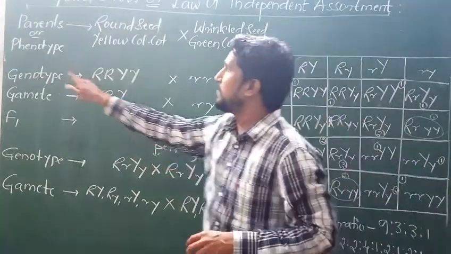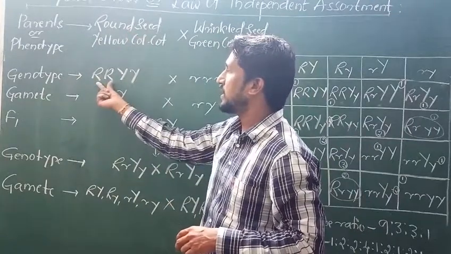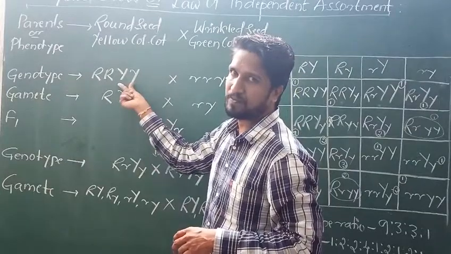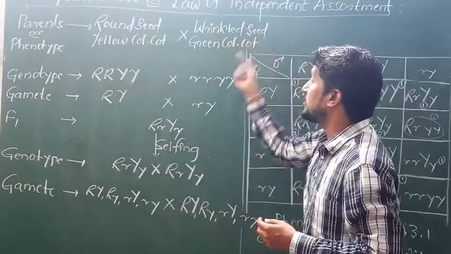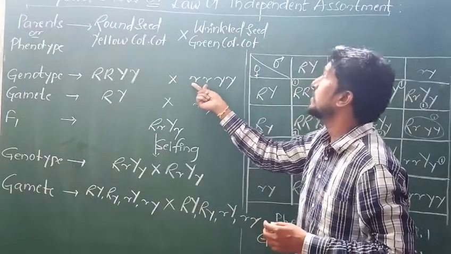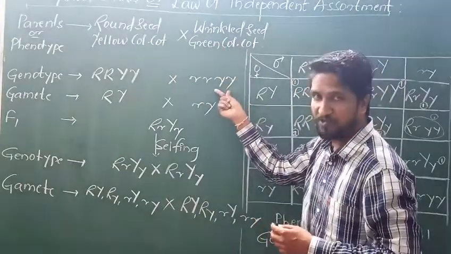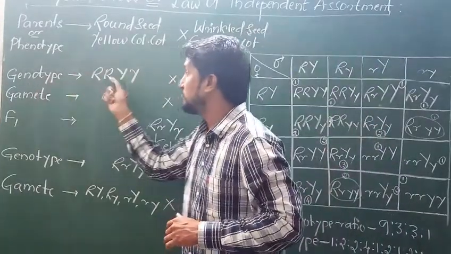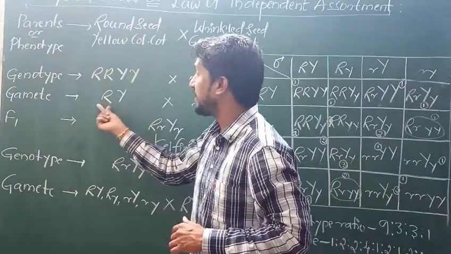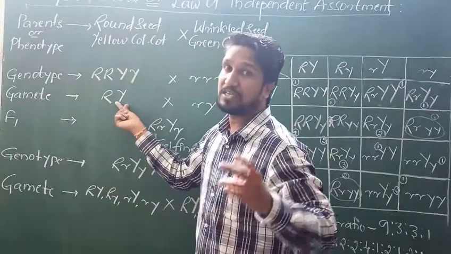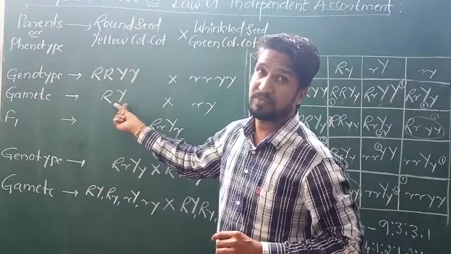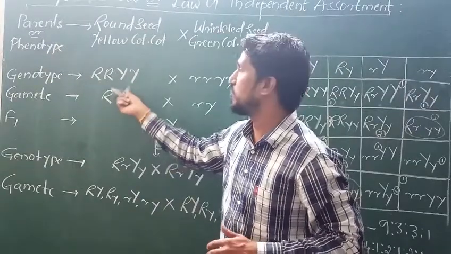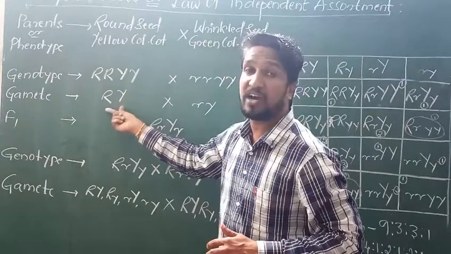Right? And the genotype of round seed is capital R, and yellow color cotyledon is capital Y. In the same way, the wrinkled seed genotype is small r, and green color cotyledon is small y. The gametes of this parent are capital R, capital Y, because gametes are haploid, n number, instead of diploid. Diploid is in the parent and haploid is in the gamete.